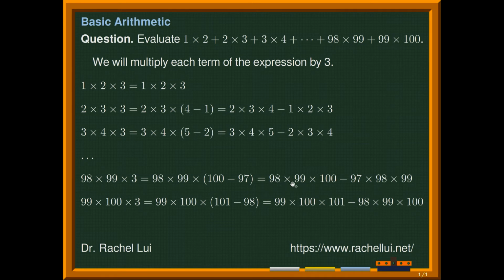So 98 times 99 times 100 minus 98 times 99 times 100 can also be cancelled out. So we only have one term remaining, which is 99 times 100 times 101, and we need to divide this by 3. So the answer is this term divided by 3, which is 333,300.